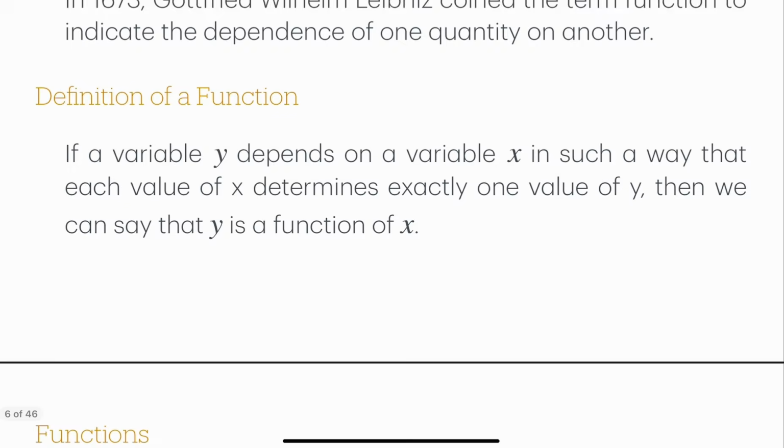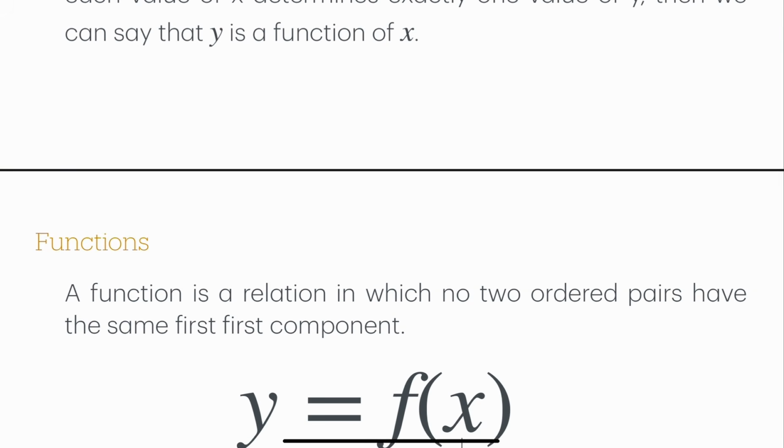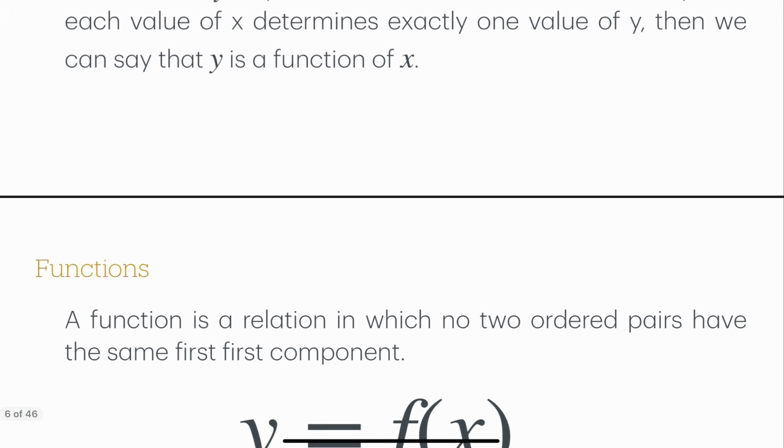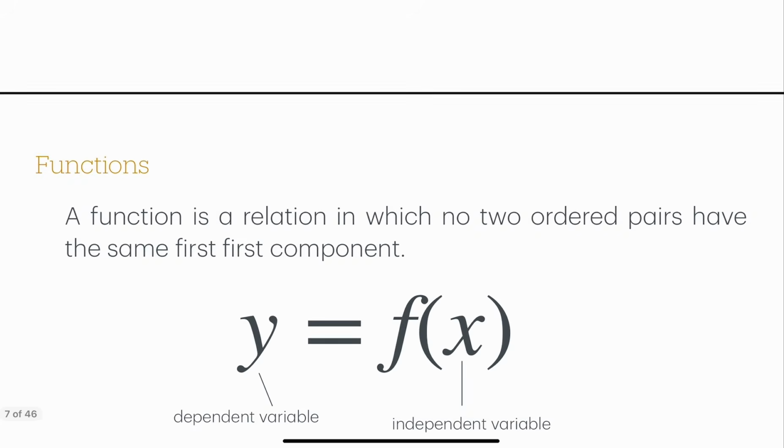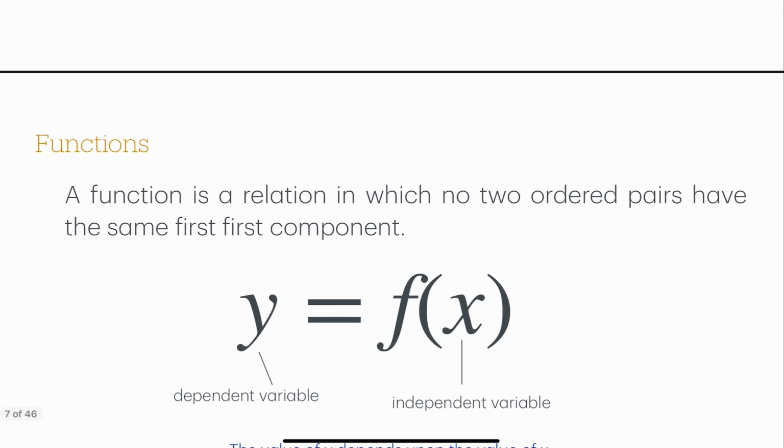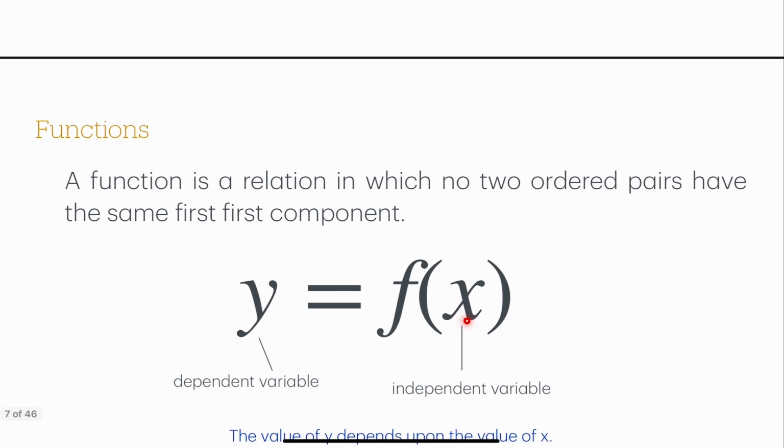And so we can also define a function to be a relation in which no two ordered pairs, because there's only one 1:1 correspondence for x and y, have the same first component. So a function is a rule that associates a unique output with each input. So in this case, x is our input, y is our output, and this should be unique.